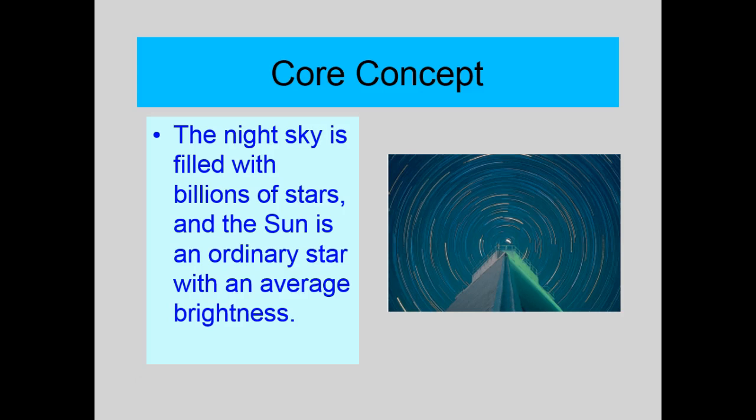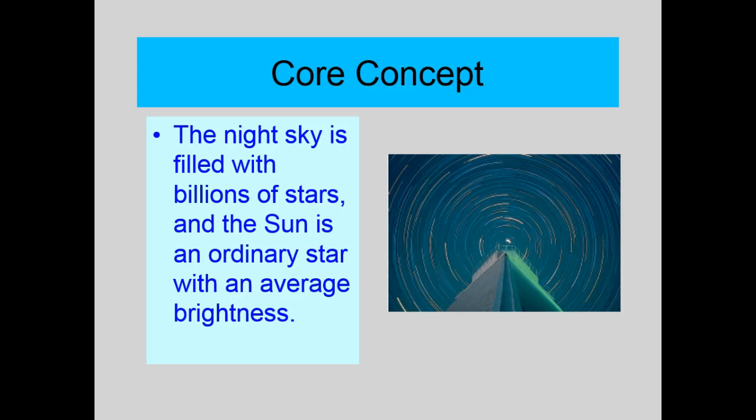It's ordinary in size, it's ordinary in temperature, it's ordinary in just about everything you could think. And it only has average brightness. Wait a minute. The sun's out there now. I don't see any other stars. And when the sun sets, then I see the stars. How are they brighter than the sun? At least half of them are brighter than the sun. Anyone have an idea?